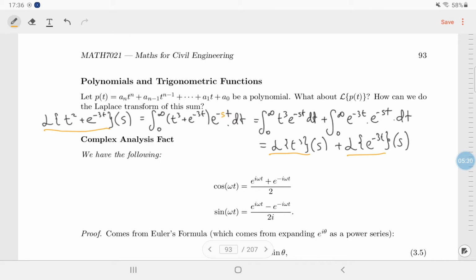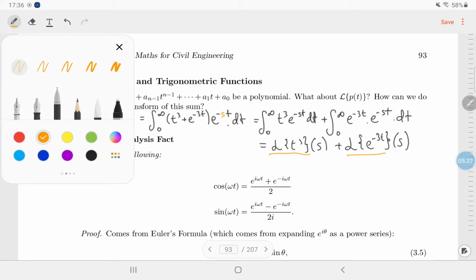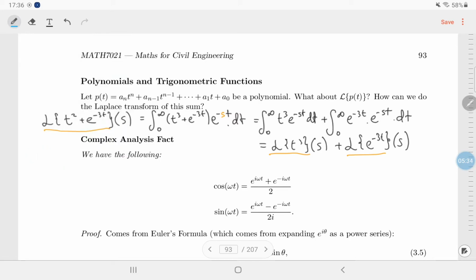If you have a constant, I'll just put in a tiny constant, say a 4 here. Then I can put a 4 here, and that 4 can be taken out here, and that 4 can be taken out here. So you can fix constants and do the Laplace transform term by term. So that's good as well, and we're going to write that down below anyway.